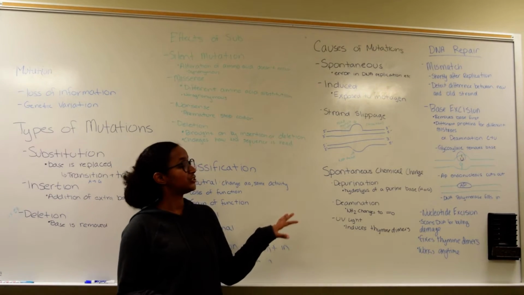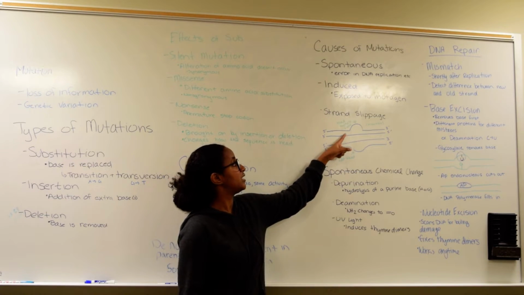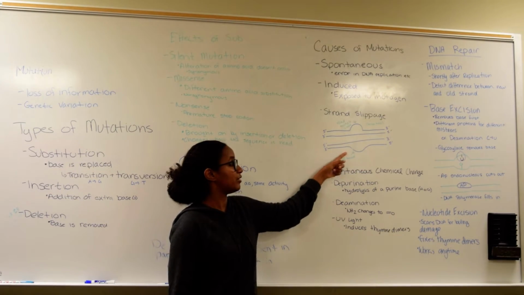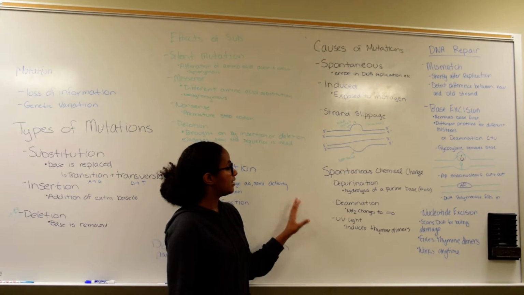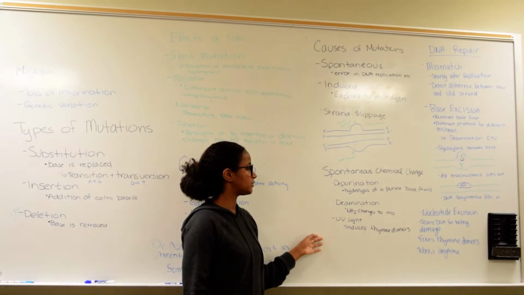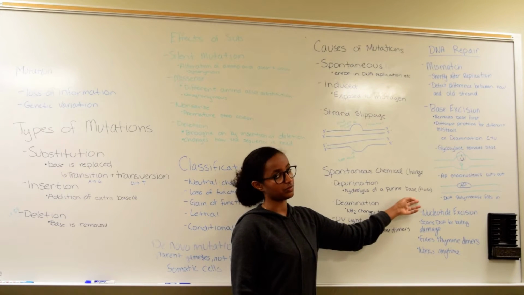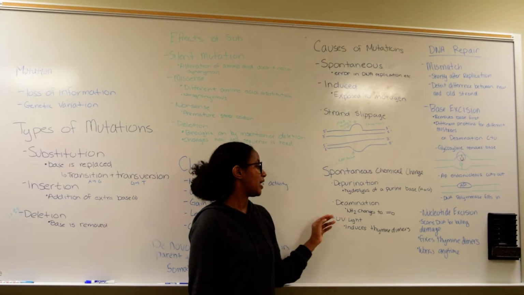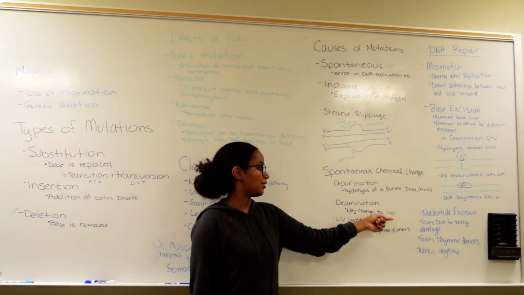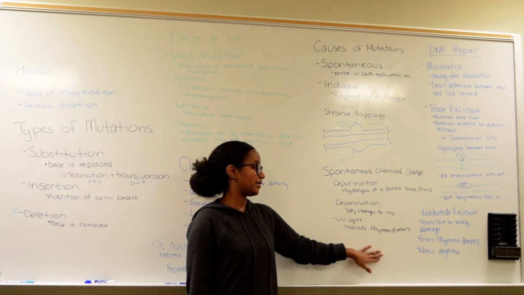And there could also be strand slippage. For example, in strand slippage, you might have a section of the DNA that's read multiple times, which would result in insertion, and then there's some that aren't even read at all. And then spontaneous chemical changes. Under this would be depurination, which is the hydrolysis of a purine base, so this would affect adenine and guanine. And you also have deamination, which is where the amine group changes to a double-bonded O. And then UV light, which can induce thymine dimers.